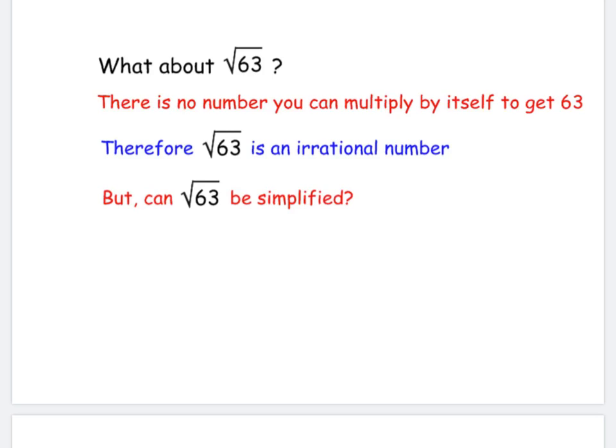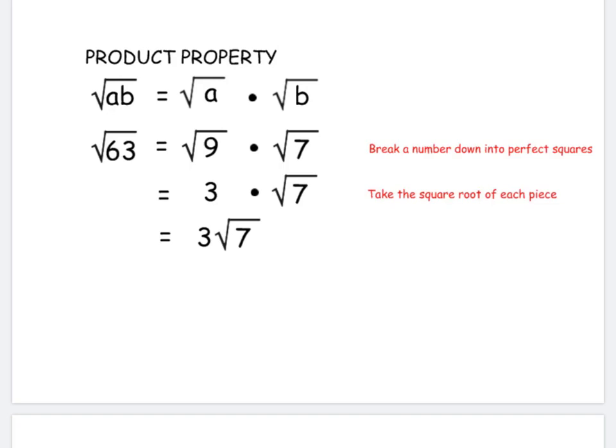However, even though it is irrational, we can still simplify it, kind of like we simplify a fraction. So there are two properties in order to help us simplify radicals. The first one is the product property. If you have a number that's underneath your radical symbol, you can break it down into a multiplication problem, the two factors also underneath the radical symbol.